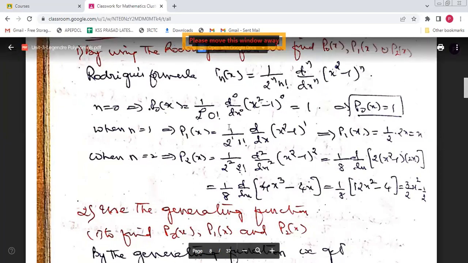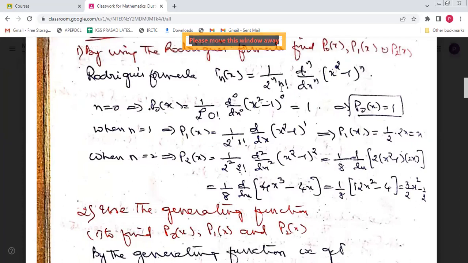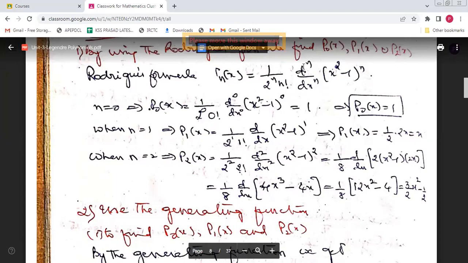So take down. What is Rodrigues' formula for Pn of x? Pn of x is equal to 1 by 2 power n, n factorial, times the nth derivative of the function x square minus 1 whole power n.